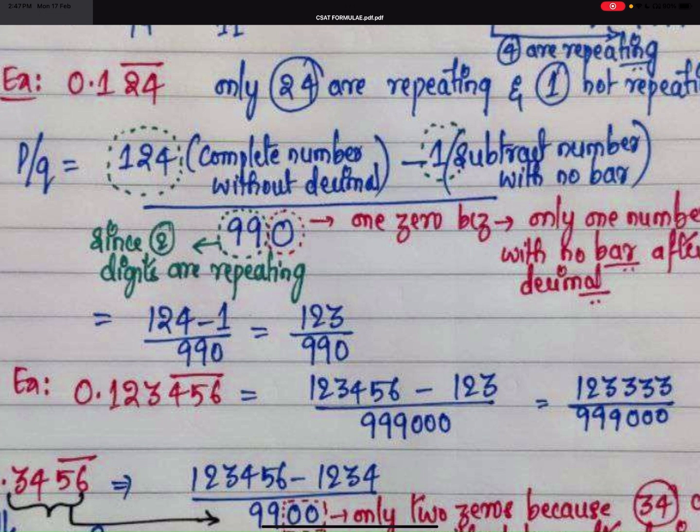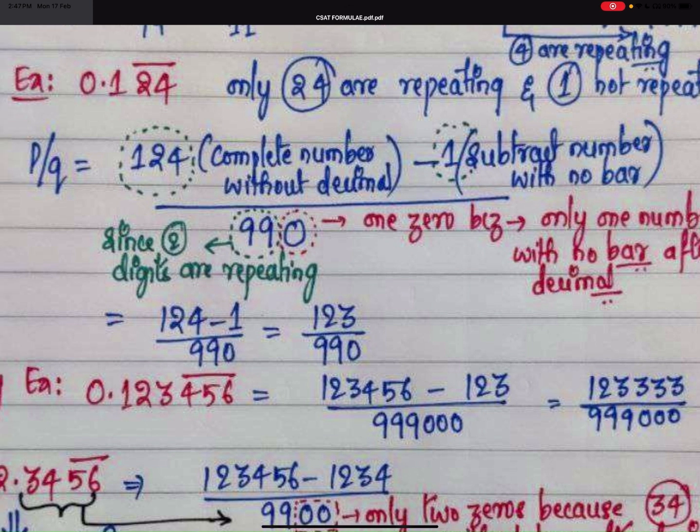We have to write in p by q form. We have to write the complete number without decimal, and from that we have to subtract the numbers with no bar. See, in the denominator we have to write 9s according to how many numbers are repeating. Since in the question only 27 were repeating, that means 2 digits are repeating, right? We will write 99, and a 0 for each non-repeating number after decimal. See, after decimal there was no other number. It was 1.27 bar, right? That means there is no need of writing 0 here.